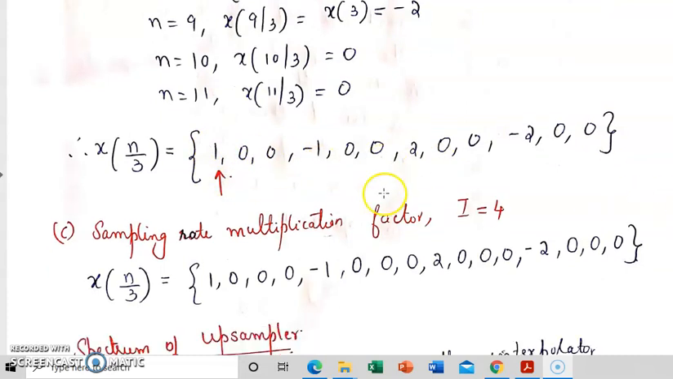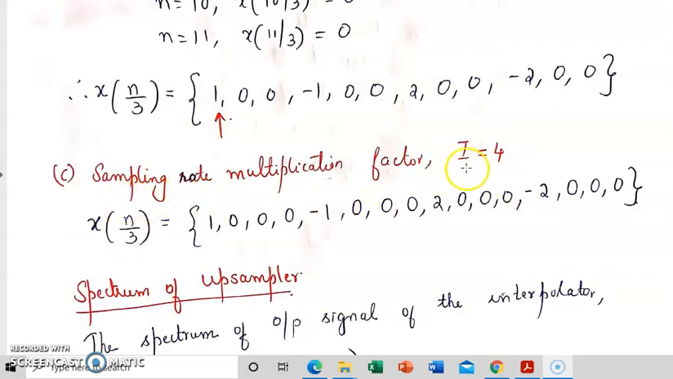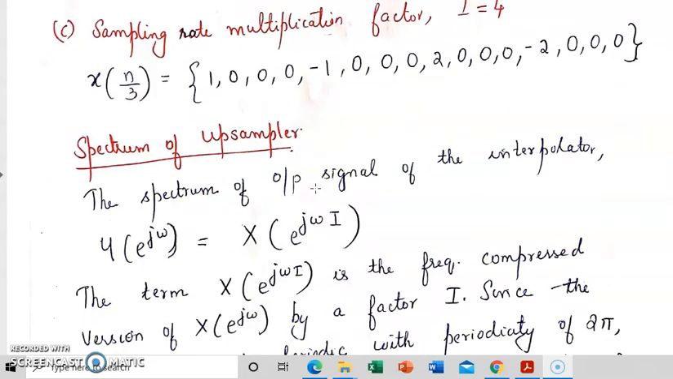Okay. Next, in a similar fashion, you can write for sampling rate multiplication factor I is equal to 4. That is, you just need to insert 3 zeros between the samples. Between 1 and -1, we can insert 3 zeros. Between -1 and 2, we can insert 3 zeros. Between 2 and -2, also 3 zeros.